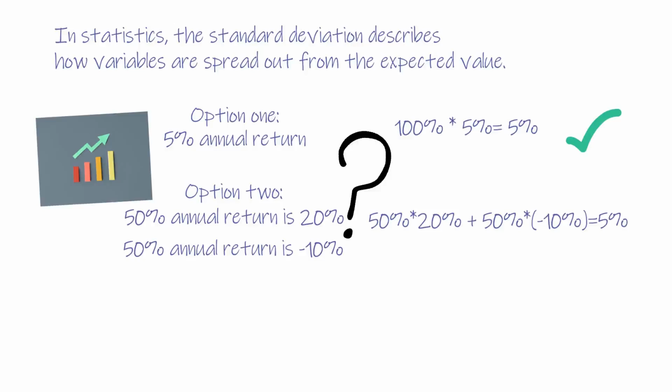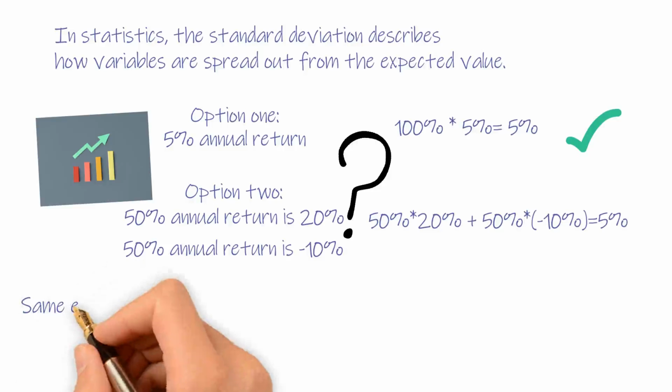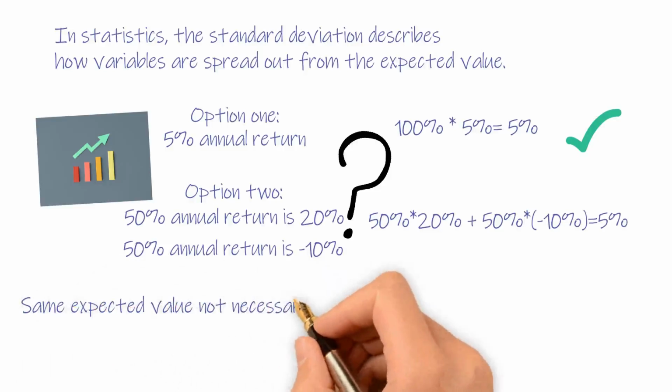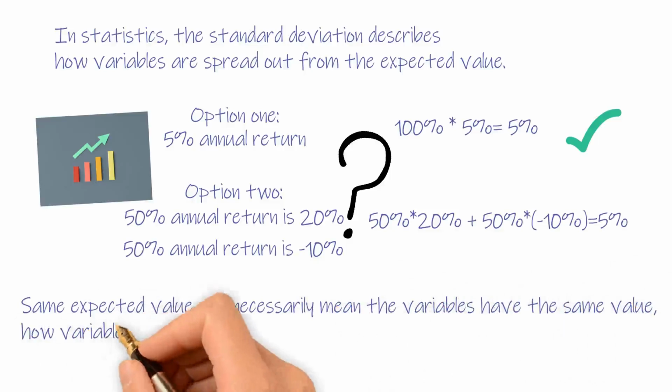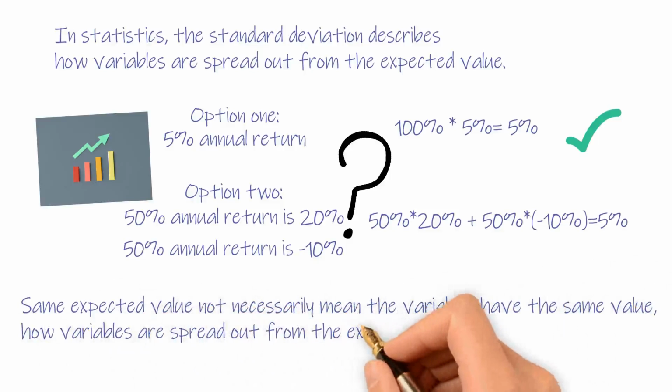Right, the risk. Imagine someone invests all the money in option 2. There's a 50% chance he will make more money than option 1. Great. However, there's also a 50% chance he will lose 10%, which may result in sleeping in the street. Totally unacceptable. So the same expected value does not necessarily mean the variables have the same value. How variables are spread out from the expected value is equally important.